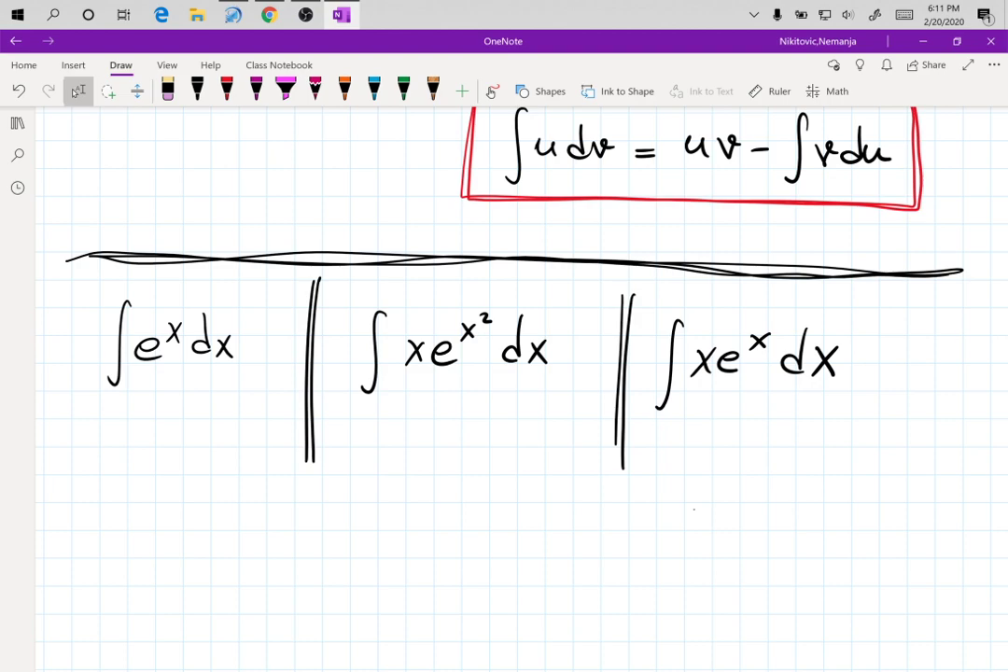What do we have for the first one? e to the x plus c. So that would be what we call a basic integral off of the chart of basic integrals. So we're going to say basic. Now, what's the next part?